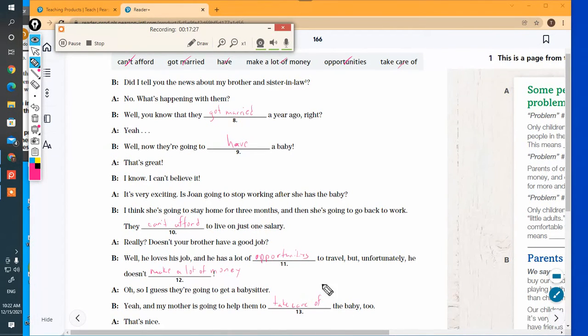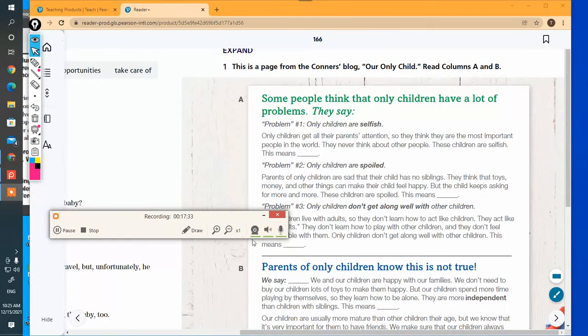Very good. Let's go to the next page. Okay, students, so here's a special activity, and if you read the instructions, first they say just read columns A and B.